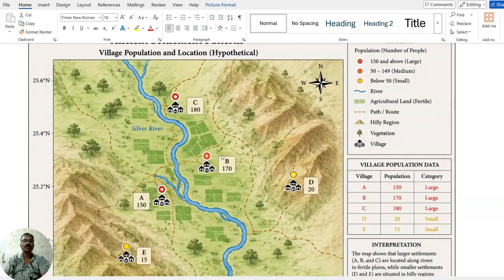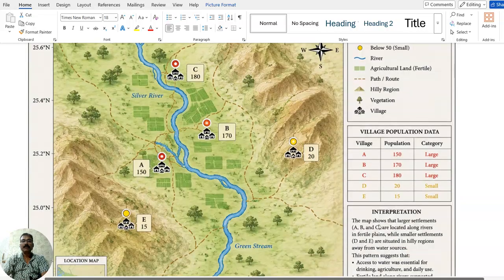A path or route is given, this dotted line route. Okay, these are hilly regions, and the vegetation is shown, and these are the villages. And this is the data for villages A, B, C, D, E: the village population and the category of population: large, large, large, small, small.